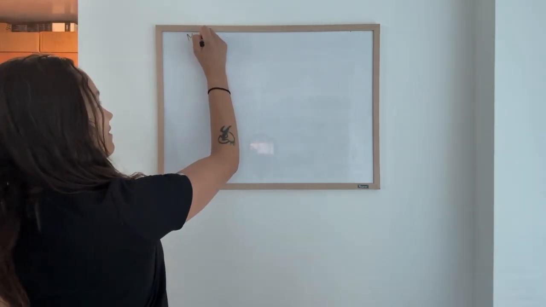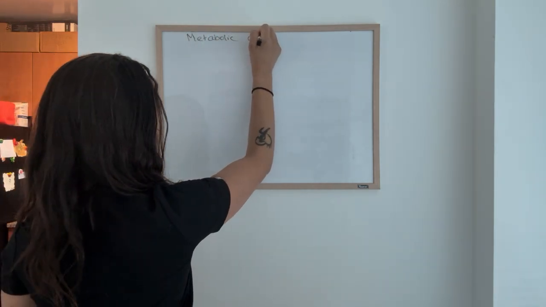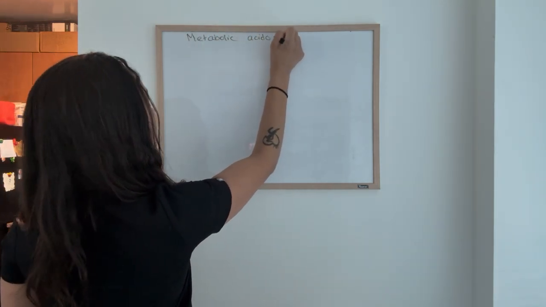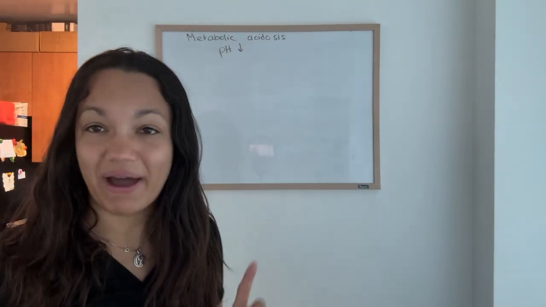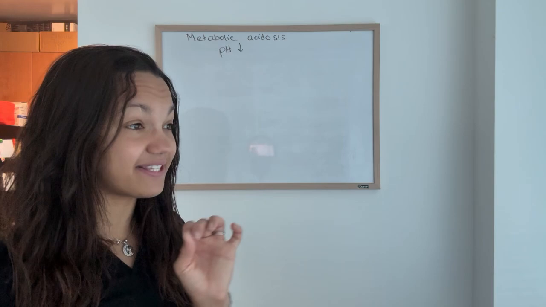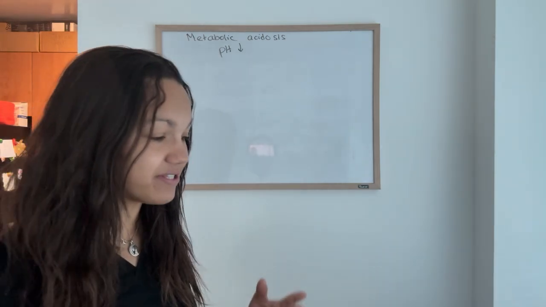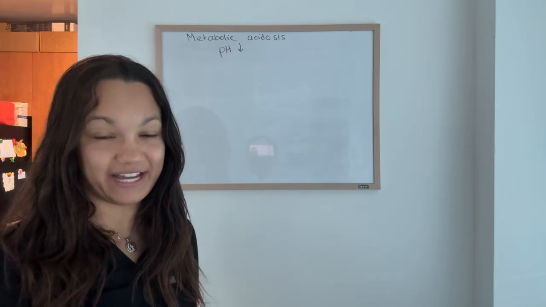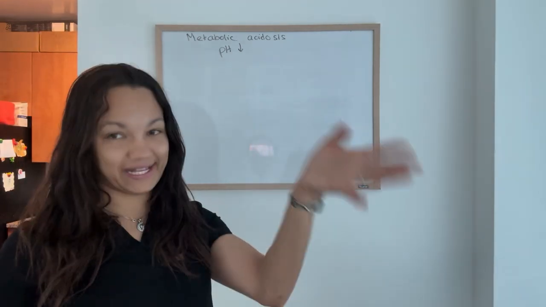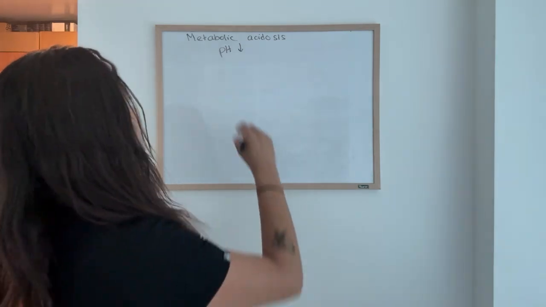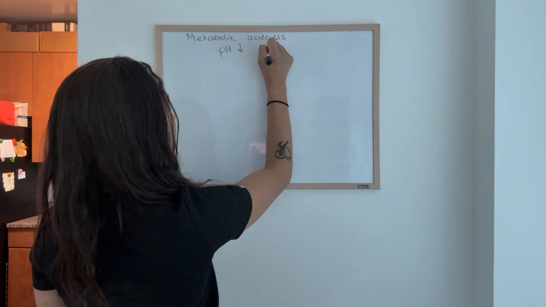Let's start with a metabolic acidosis. So your pH here is low. That, by the way, a low pH just means acidemia. If you have an acidosis, that really is just a disorder behind it. So you can have an acidemia with a metabolic acidosis or a respiratory acidosis. So metabolic acidosis: low pH, low bicarb.